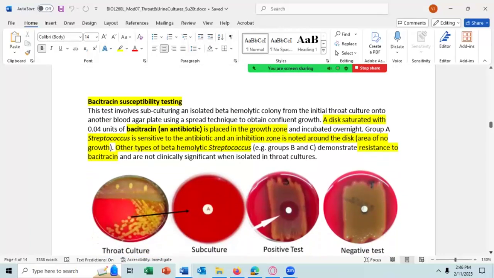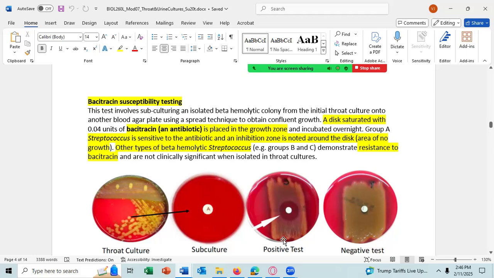And then you do the bacitracin susceptibility test. Bacitracin is an antibiotic, and what you do is you smear the agar from the blood agar plate on another plate, and then put down the bacitracin disc, and then incubate the plate upside down in the incubator, and take a look at it after growing it overnight or for 24 hours, something like that.